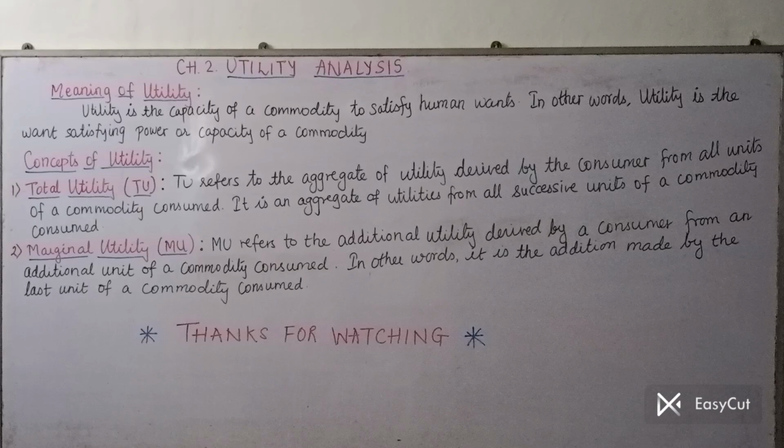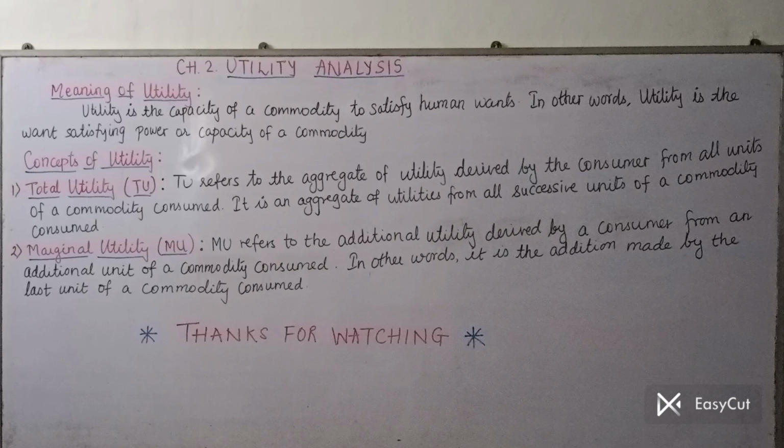Then the second one is marginal utility. The word marginal means additional. So marginal utility means additional utility. Supposing you consume 2 mangoes, and again you consume the third one, then whatever utility you derive from that additional unit, the third unit, is called marginal utility. Marginal means additional. From the additional consumption, whatever utility we derive is called MU, marginal utility.